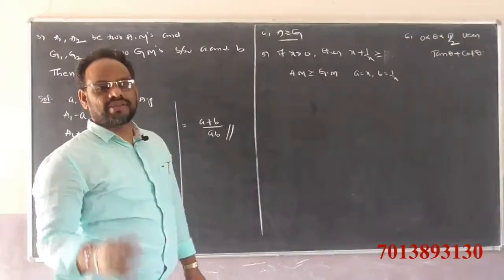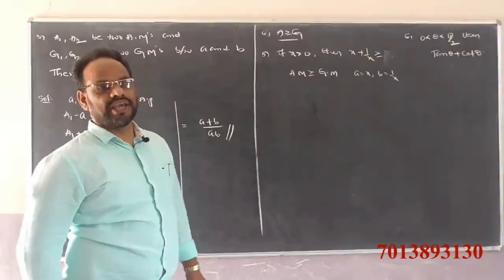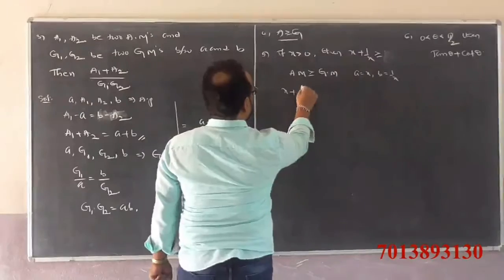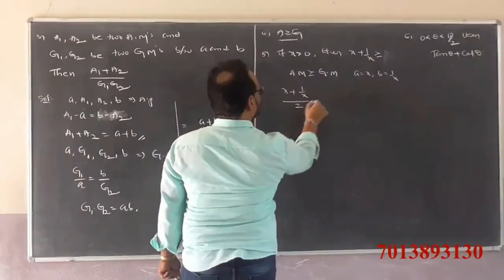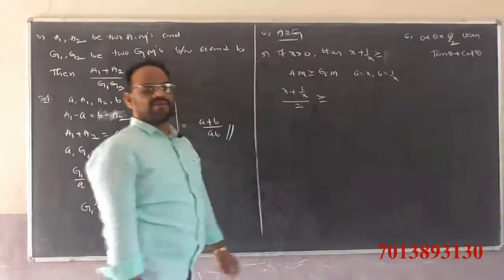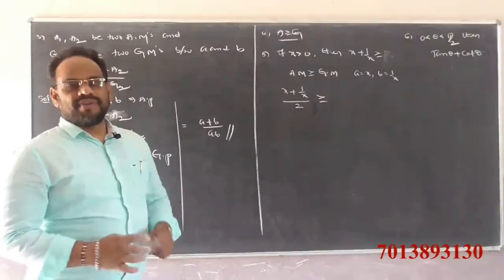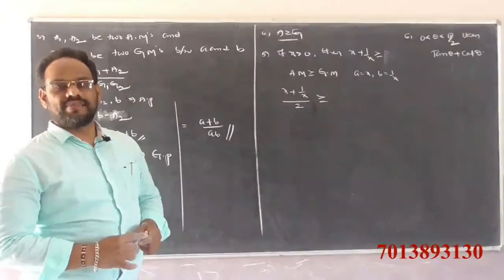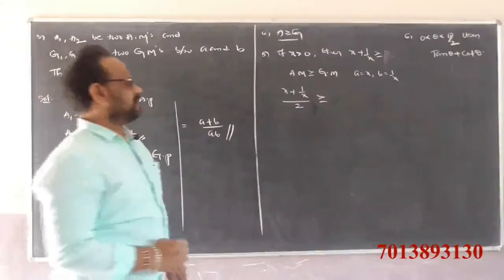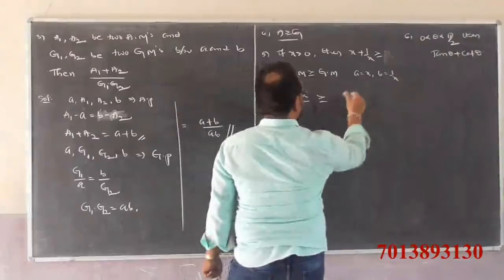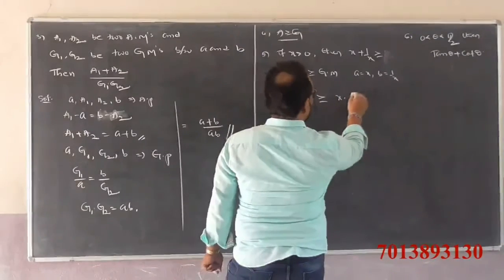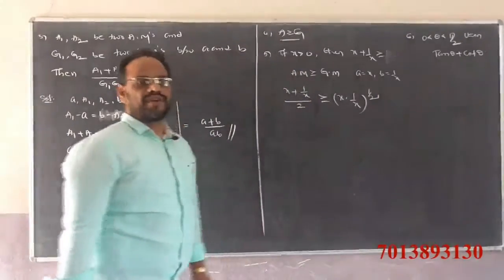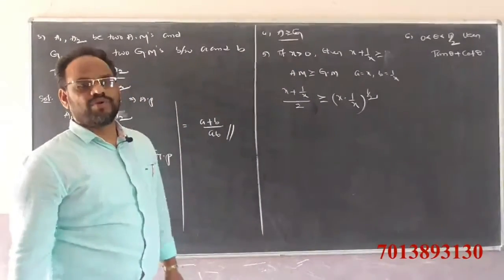The arithmetic mean between two given numbers is nothing but (A plus B) by 2. Here A value x plus B value 1 by x, by 2, is greater than or equal to the geometric mean. The geometric mean between any two given numbers A and B is the square root of AB, which is AB whole to the power 1 by 2. Here A value x into B value 1 by x, whole to the power 1 by 2.